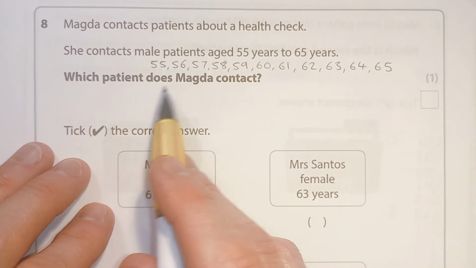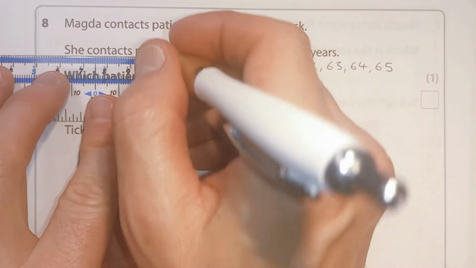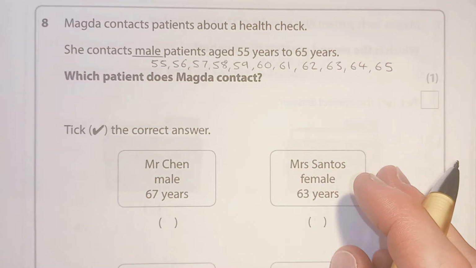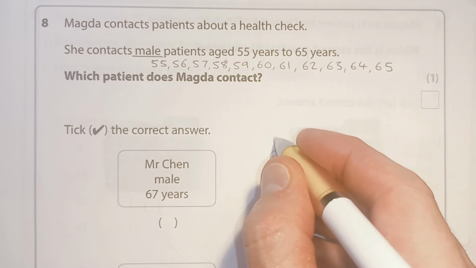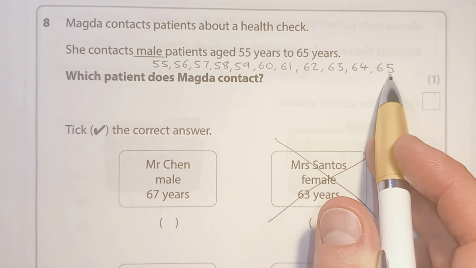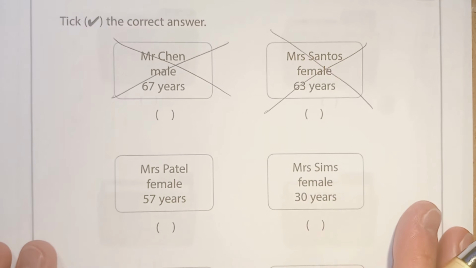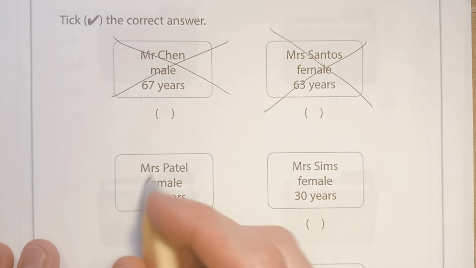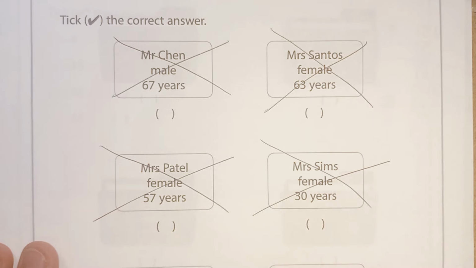Okay, which patient does Magda contact? So we've got the numbers for the years, but also it's male patients that we're interested in. So for example, Mrs. Santos, who's female, not interested. Doesn't matter what her age is, we only want male patients. So Mr. Chen, could it be Mr. Chen? Well, he's 67 years. 67 is more than this. It's not in this range, so it can't be Mr. Chen. What about Mrs. Patel? Well, again, we've got a female. We only want males. And Mrs. Sims, another female, so it can't be her.